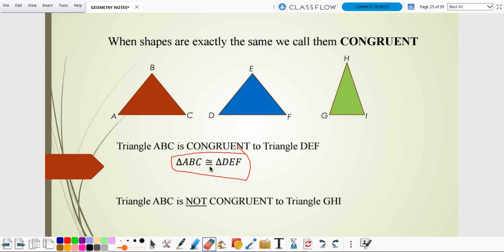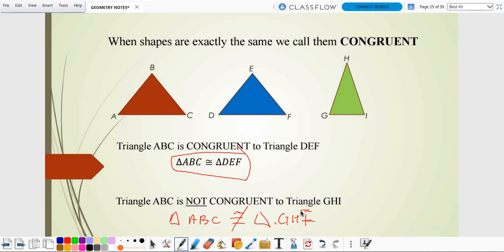If a triangle is not congruent, you can just write triangle ABC is not congruent to triangle GHI. What you can do is write triangle ABC, the equal sign with a squiggle, but then you put a dash through it because it means it's not congruent with triangle GHI. Sorry, GHI, wrong one. That works as a way of showing with reason why it's not congruent.